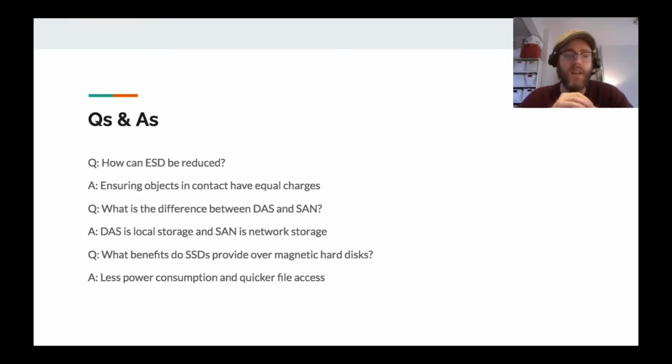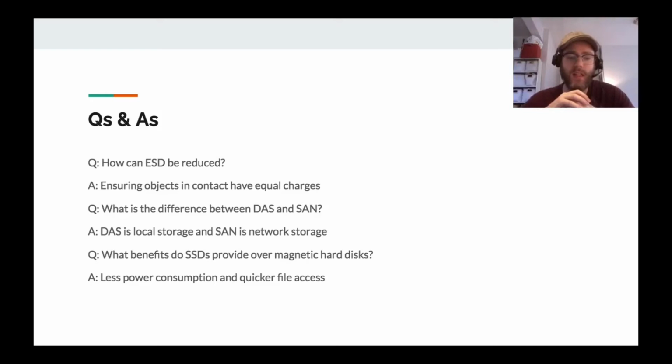How can ESD be reduced? So that's the electrostatic discharge. And that's ensuring that objects in contact, so you and a computer, are at the same equal charge before you touch it, touching some bare metal before you touch a circuit board or something. What is the difference between DAS and SAN? So direct attached storage is local storage, and then a SAN is network storage. It's not directly attached to the server.